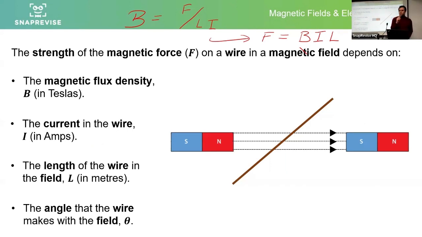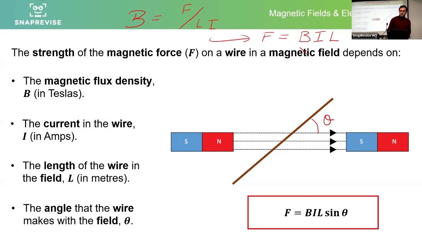That was also, if you remember, I can't go back that many slides, but when we defined magnetic flux density, we said it was the force per length per unit current on a perpendicular wire. So if it's not perpendicular, say the angle between the wire and the field is theta, we then need to add a sine theta.